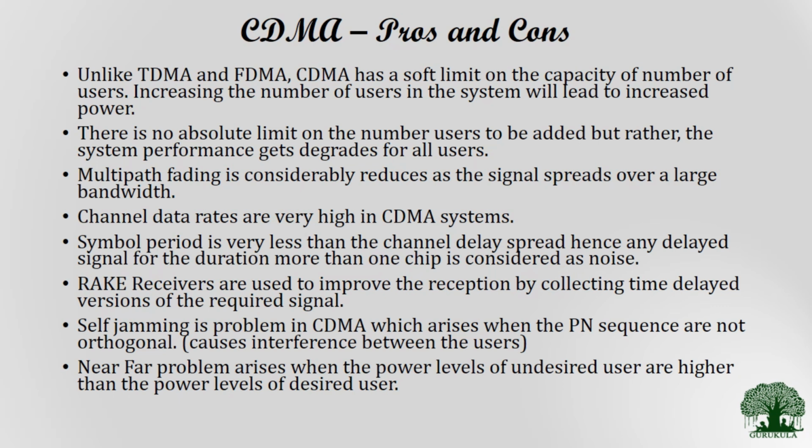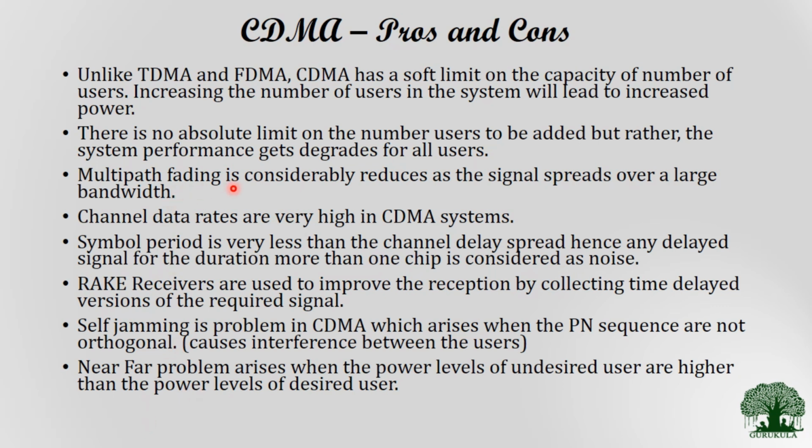Theoretically there is no limit on adding the number of users. But in practical situations, when the number of users increases, the orthogonality among the codes cannot be maintained. If the orthogonality among the codes cannot be maintained, that will lead to interference in the system, and this interference will degrade the quality of the system.